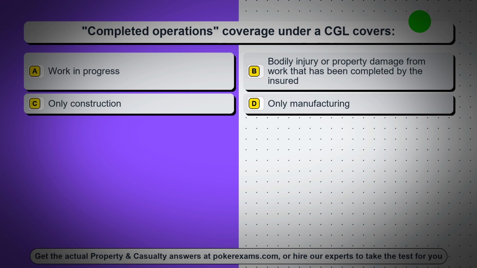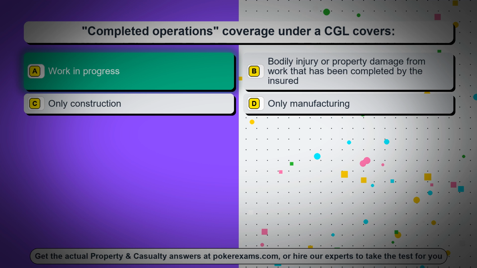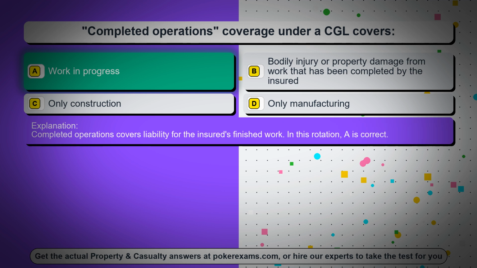Question 36. Completed operations coverage under a CGL covers. Option A, work in progress. Option B, bodily injury or property damage from work that has been completed by the insured. Option C, only construction. Option D, only manufacturing. The correct answer is option A, work in progress. Completed operations covers liability for the insured's finished work. In this rotation, A is correct.